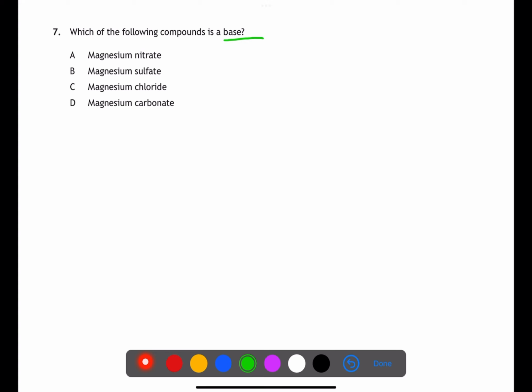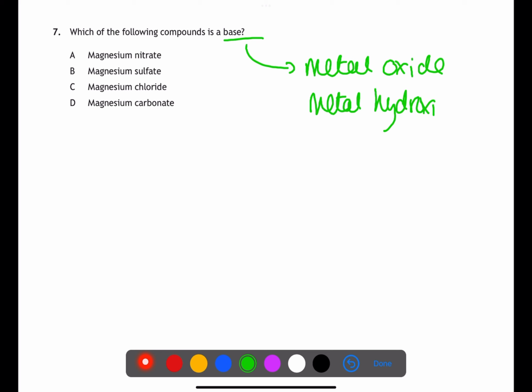Which of the following compounds is a base? A base is something which neutralizes an acid and can be a metal oxide, a metal hydroxide, or a metal carbonate. Metal nitrates, sulfates, and chlorides are all salts which are formed upon the neutralization of an acid. Therefore, D, magnesium carbonate, is the base.